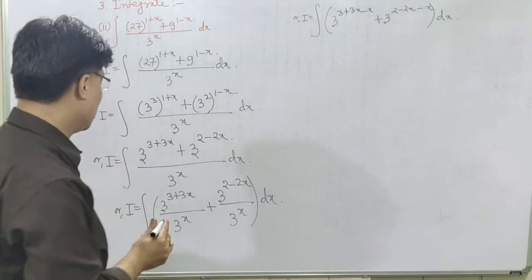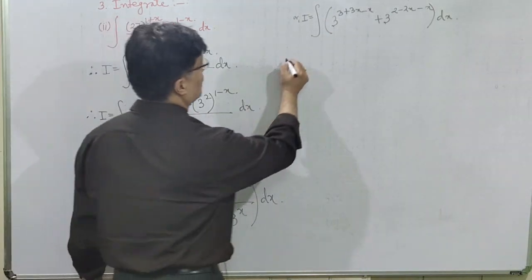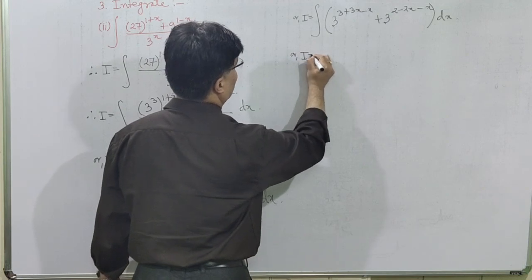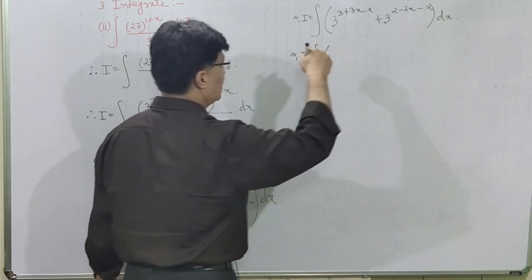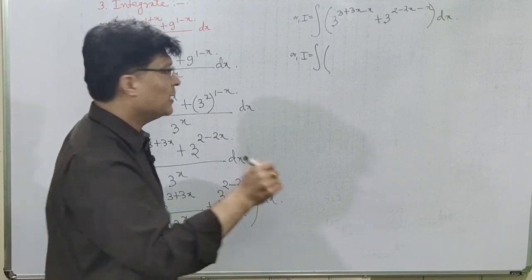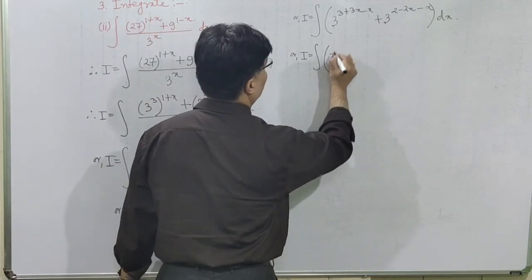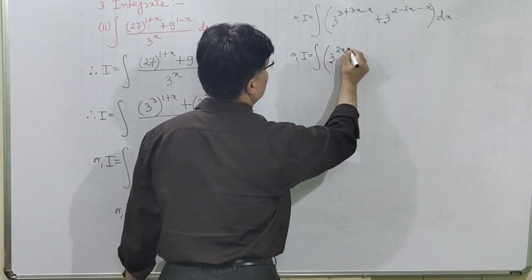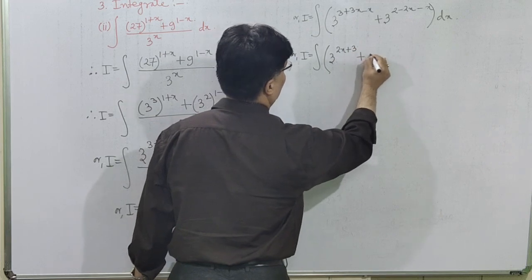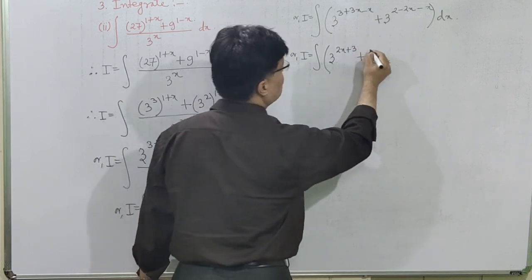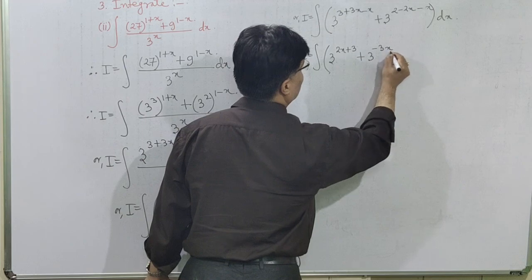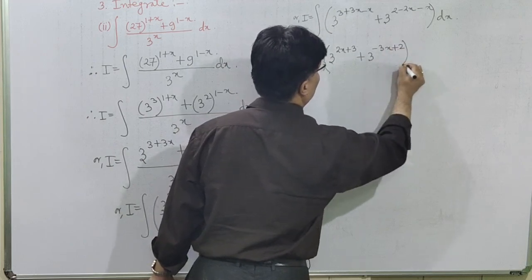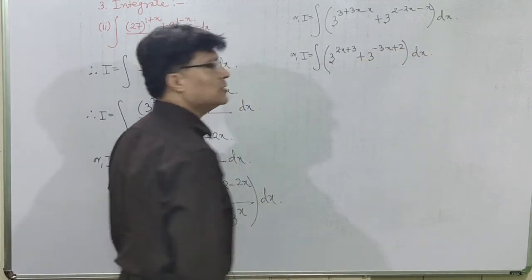Okay. So let us simplify it now again. So or I is equal to integration of within bracket it is 3 to the power 3x minus x is 2x plus 3 to the power, this is minus 2x minus x, minus 3x plus 2, bracket closed, then it is dx.